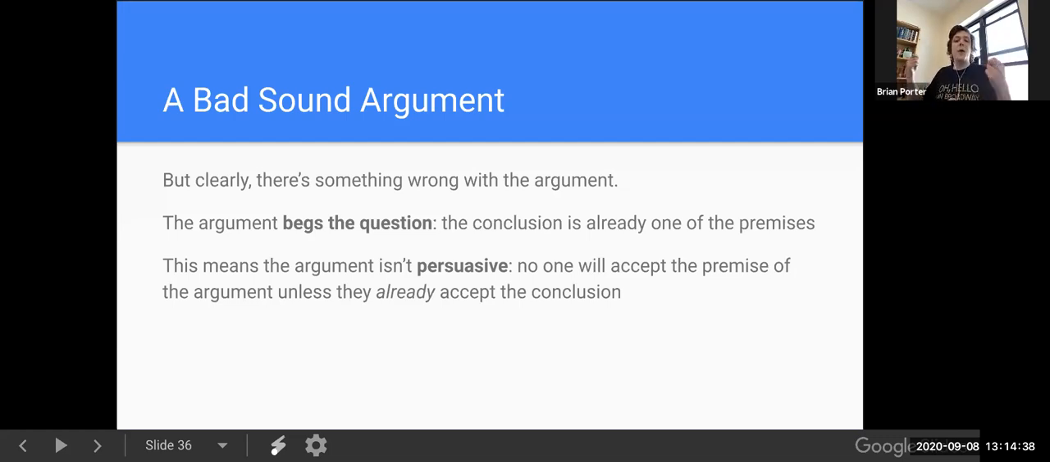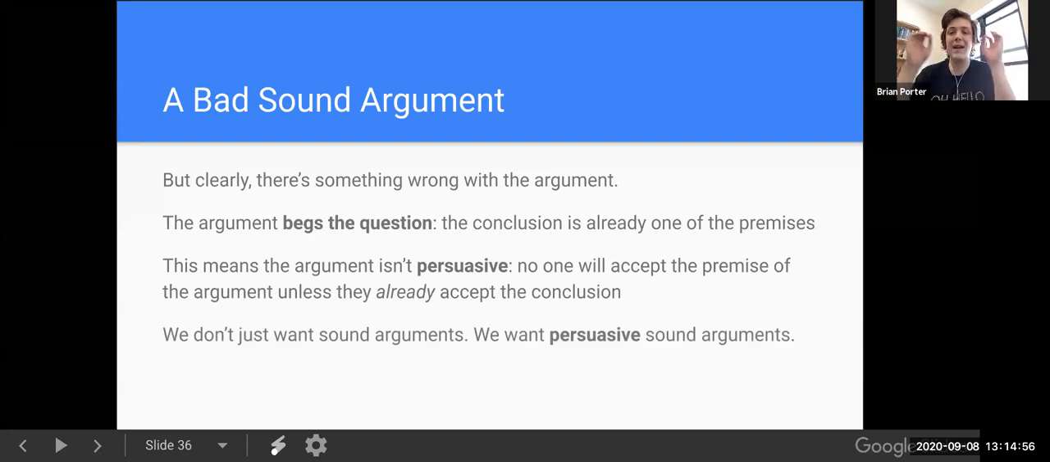So it's possible for someone who hasn't already accepted the conclusion to accept the premises. And then, on the basis of accepting the premises of the argument, be led by the argument to accept the conclusion. So that's what persuasive means in this course. It's possible that someone could accept all of the premises of the argument without already accepting the conclusion. So if an argument is not persuasive, that means the only people who would accept the premise are people who have already accepted the conclusion. And if they've already accepted the conclusion, then they don't need the argument. So the argument can't persuade anybody, because the only people who would accept the premises, the starting point of the argument, have already accepted the conclusion.